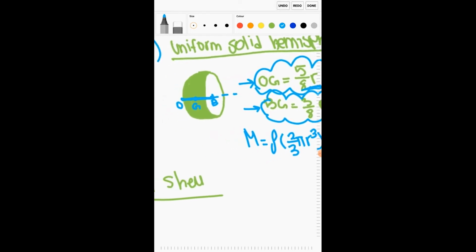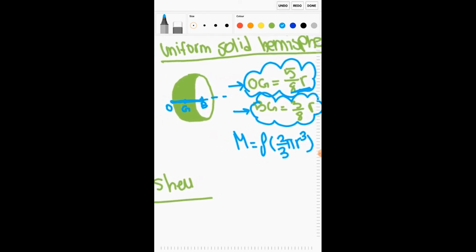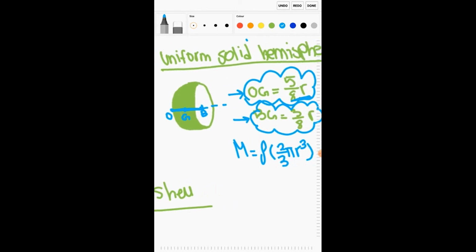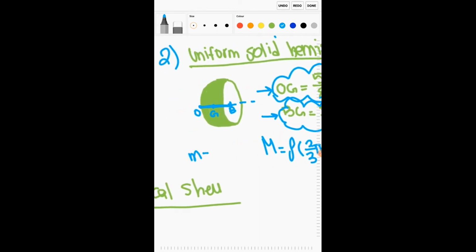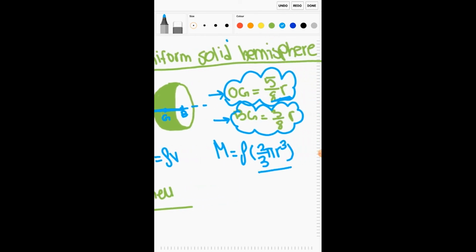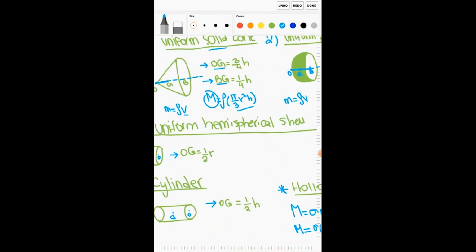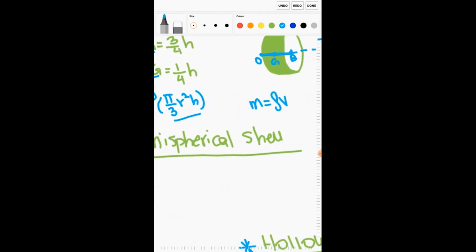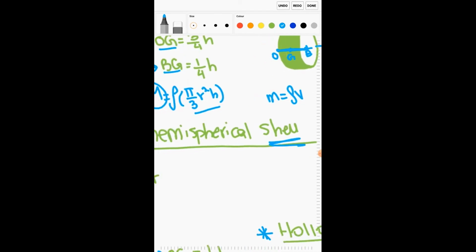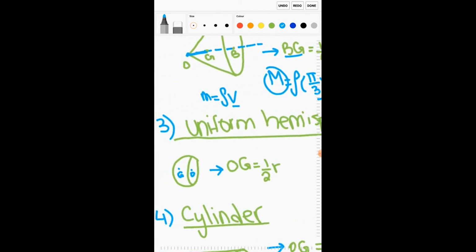And for the mass, the mass is also rho v. So v would be 2 over 3 pi r cubed, and then times rho, and that's how you find the mass. And for a hemispherical shell, which is basically the same thing but hollow from the inside, the center of mass is half r. So whether you're finding it from the top or from the base, it's going to be half r.